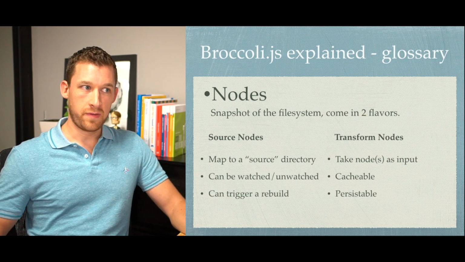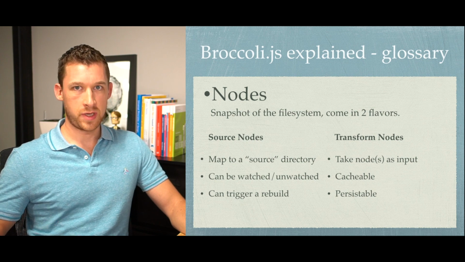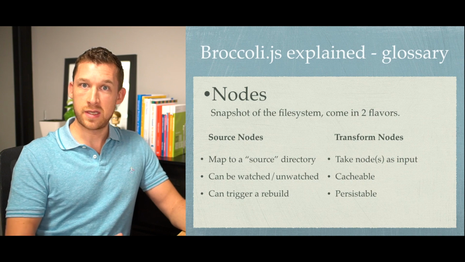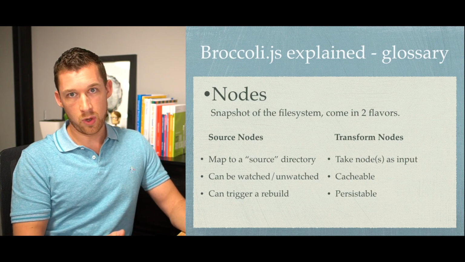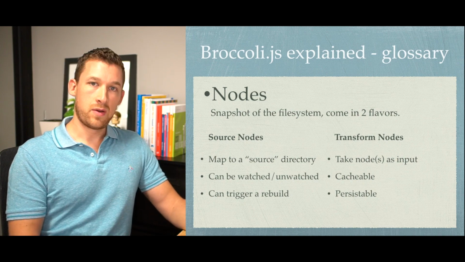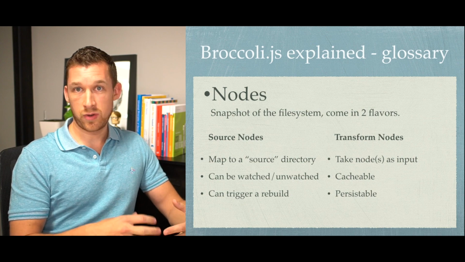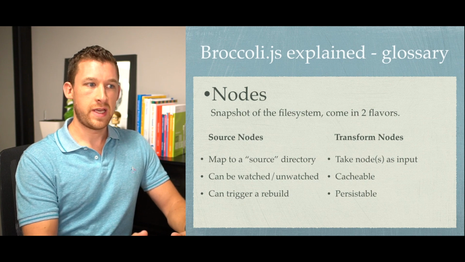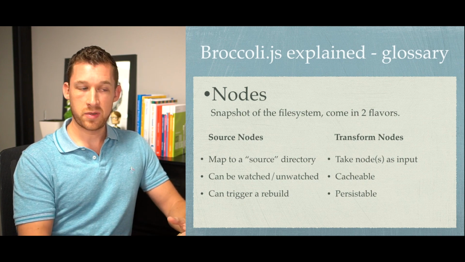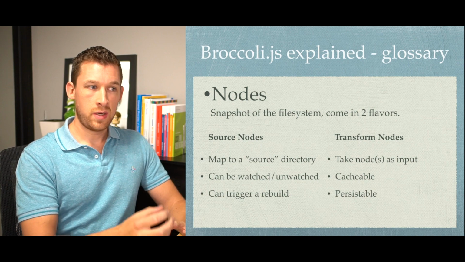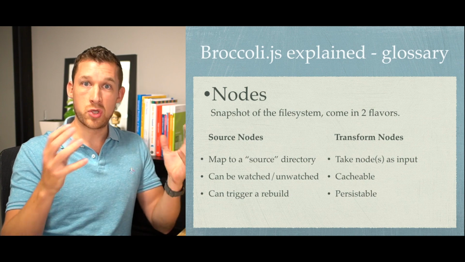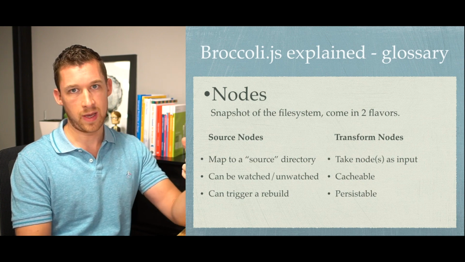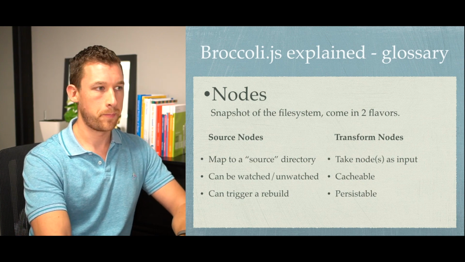So nodes come in two flavors: source nodes and transformation nodes. Source nodes are a source directory, something that exists within your application. They can be watched and they can be unwatched. And when files change within source nodes, they trigger a rebuild. Transformation nodes, or transform nodes, take a node as an input, they're cacheable, and they're persistable. Now, transform nodes typically make up the majority of your Broccoli pipeline. Source nodes will just be your entry point, maybe your app directory or a source directory or something like that.